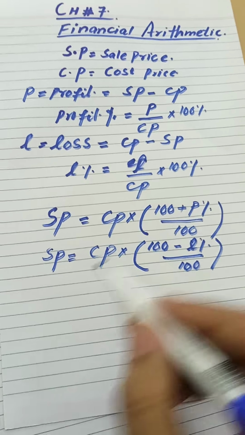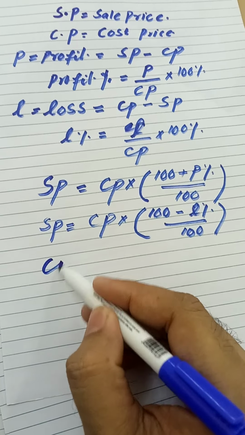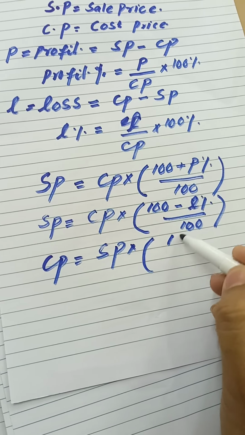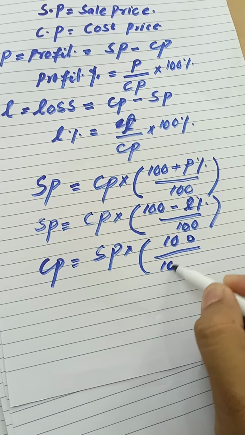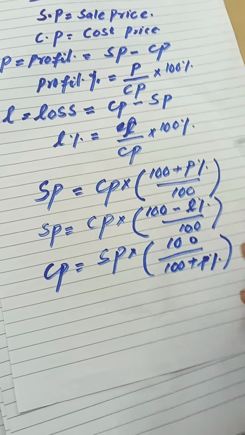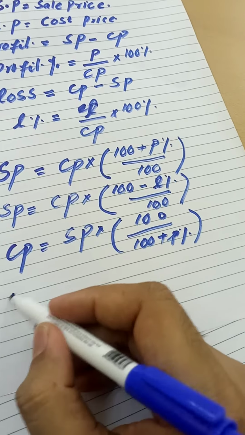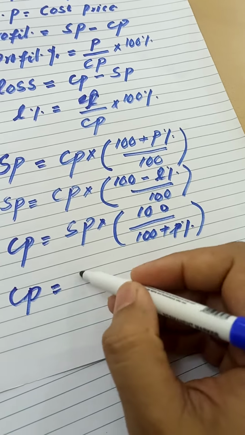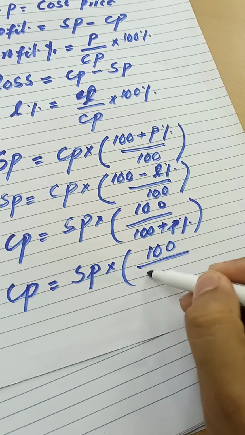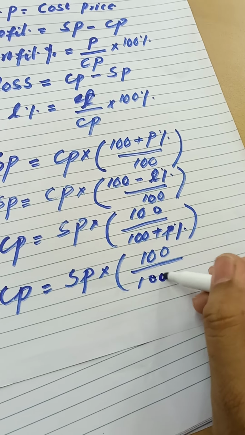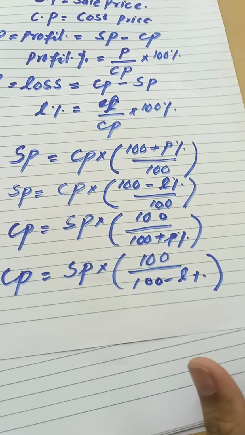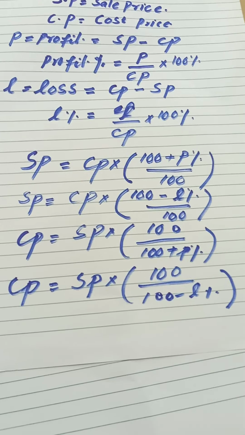Remember this. Now the second formula: if you want to find cost price and sale price is given with profit, then the formula is 100 over 100 plus profit percentage. It is the same formula, you just take the reciprocal of the fraction. If loss is given, the cost price is the sale price multiplied by 100 over 100 minus loss percentage. When loss comes we put a minus sign, when profit comes we put a plus sign.